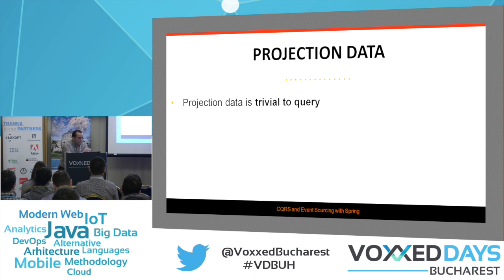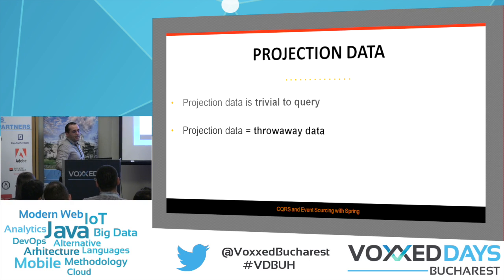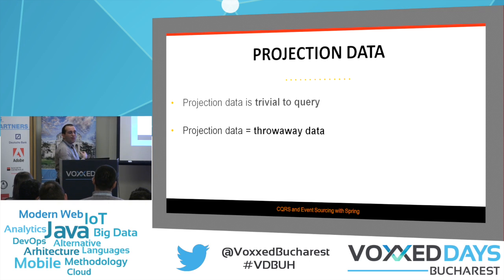All right, so projection data, I mentioned already, is trivial to query. We're going to store it in such a way that it's going to be trivial to query. Now, what's interesting about the projection data, and this starts opening up use cases, like, what can we do with this data? And what can we do with these projections? What's interesting about it is this is pretty much throwaway data. So you can throw away the projection data because that's not your primary data. The primary data is the event store. So if you want to throw away a projection, you can do that.